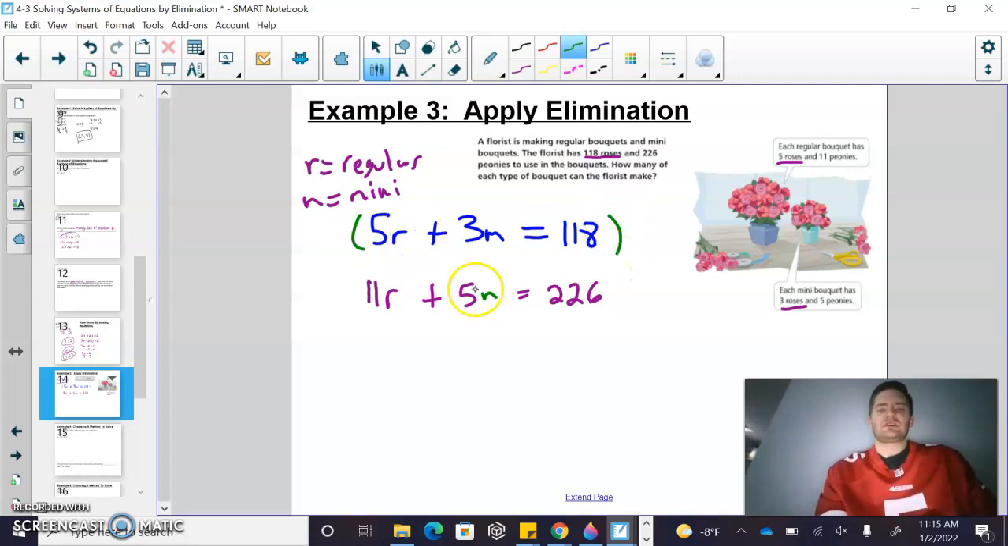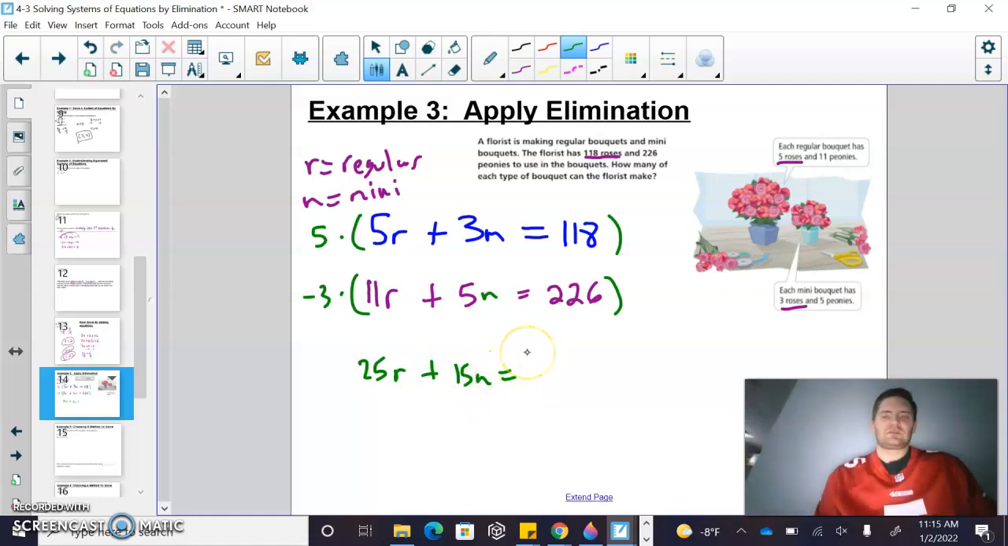And one of the ways you can do it is you just multiply by the opposite coefficient. So you're going to multiply this one by 5, and then you're going to choose to multiply this one by negative 3. One of these you have to multiply to be negative. So now you have 25R plus 15M is equal to 590.